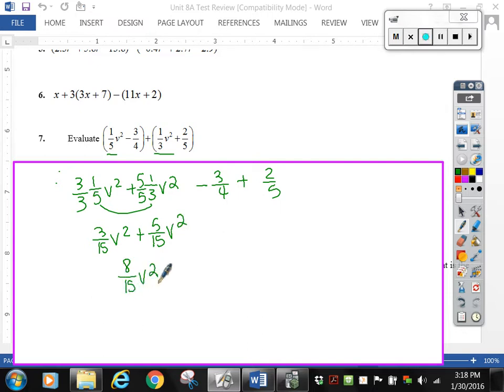Now I'm going to do these fractions. Common denominator here is 20. So I'm going to multiply that by 5 over 5 and this by 4 over 4. So I get minus 15 over 20 plus 8 over 20, and minus 15 plus 8 is minus 7. So I have minus 7 over 20.